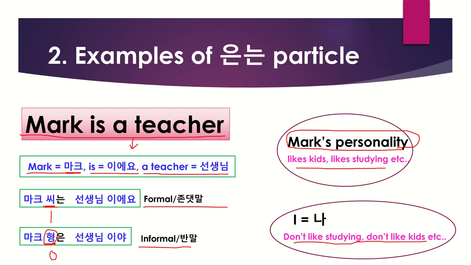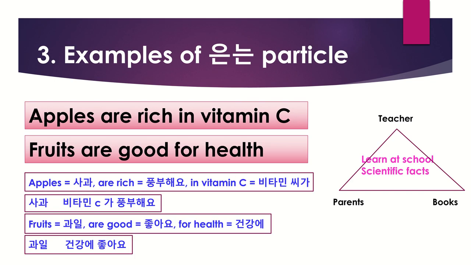Okay, right, move on, example 3. Look at the sentences. Apples are rich in vitamin C. And fruits are good for health. Okay, break down apples. 사과 are rich, 풍부해요, in vitamin C, 비타민 C가. Okay? But, you know, these are scientific aspects that we learn at school, right? We learn scientific facts at school, or from a teacher, from parents, from books.